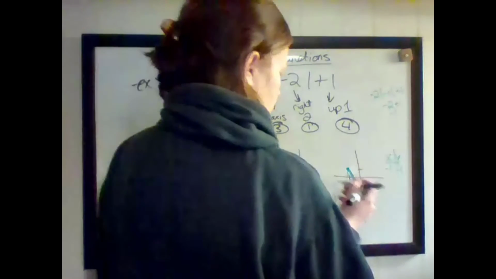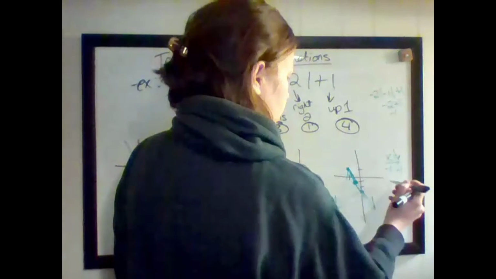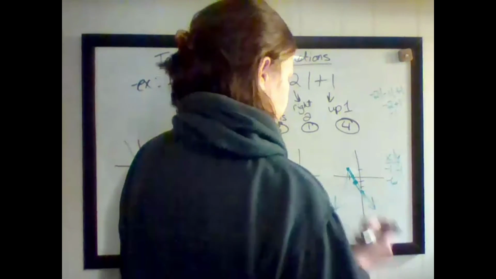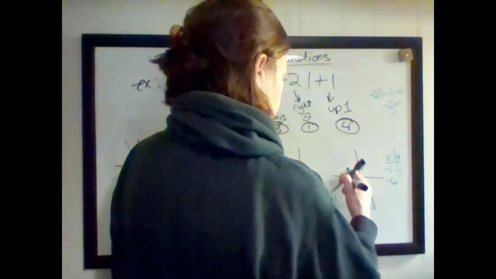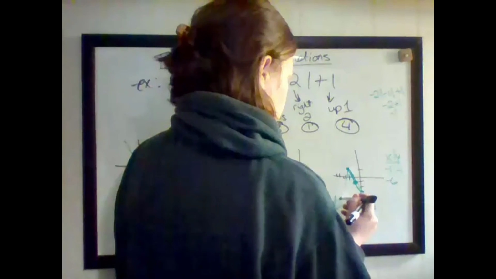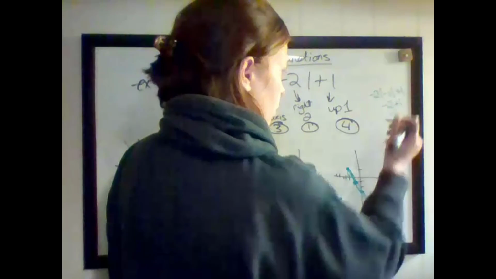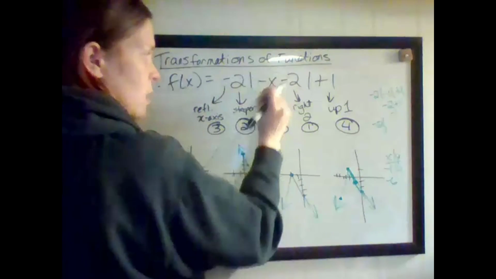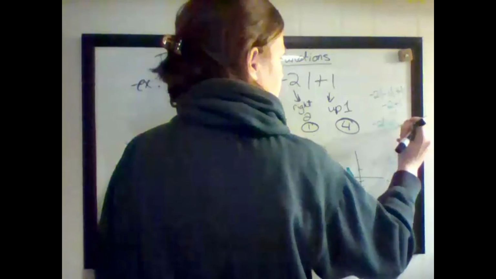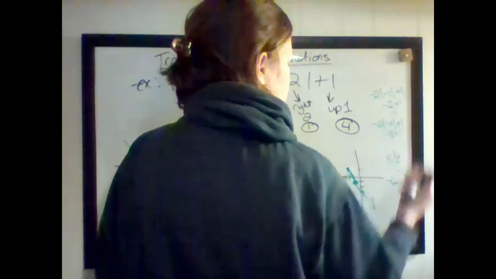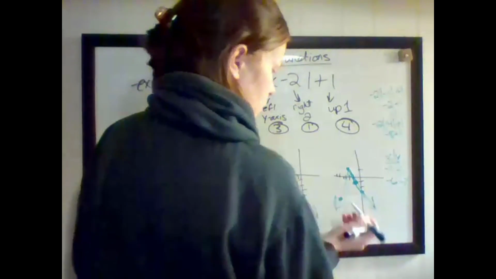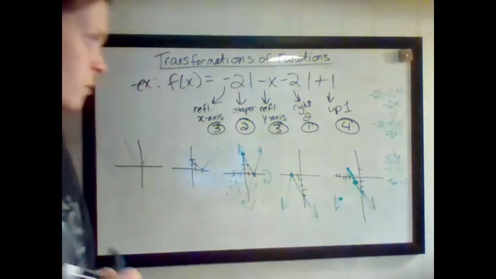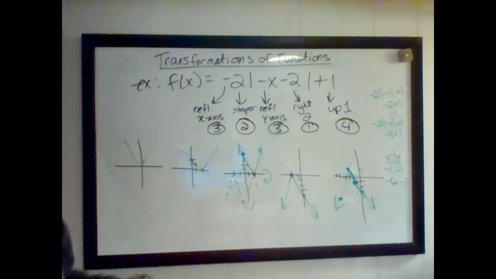Let's try somewhere over here. How about negative 6? It looks like it should be something pretty low. So negative 2, when I plug in negative 6, I get positive 6 minus 2 is 4. So negative 8 plus 1 is negative 7. Yep, that looks about right. Down 7. Okay, so it's a good check. Pick a few points. Make sure you got everything.